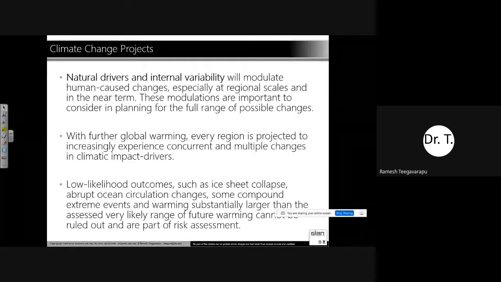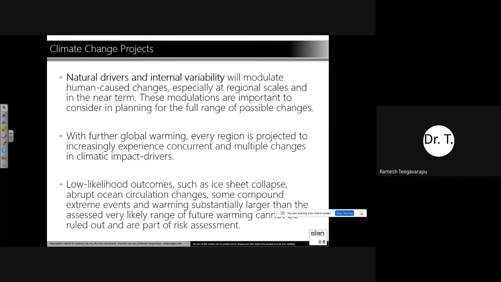So the natural drivers and internal variability will modulate. For example, climate variability always exists in the form of different types of natural patterns or oscillations. For example, you have ENSO or IOD, PDO, AMO, NAO, or AO, and so on. All this will have some effect on the oscillatory nature of the cycles. We call them the dances of the climate. So that is always evident, but on top of the climate change signal.